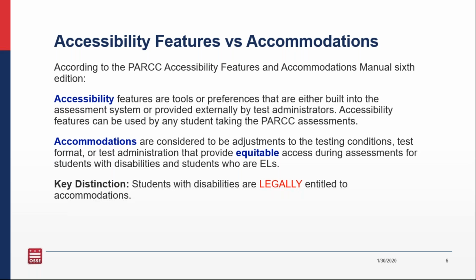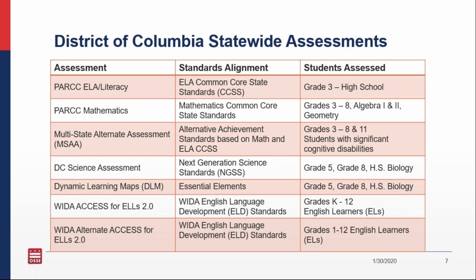Accommodations are considered to be adjustments to the testing conditions, test format, or test administration that provide equitable access during assessments for students with disabilities and students who are English learners. But the key distinction between the 2, and the most important thing to remember, is that students with disabilities are legally entitled to their accommodations. And those accommodations must be documented in the student's IEP in order for them to receive them on the statewide assessments.